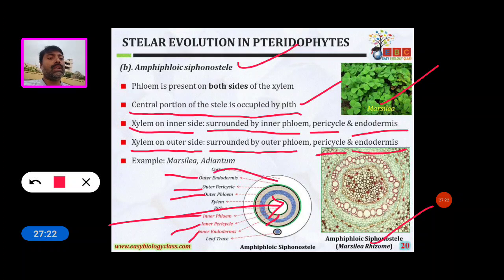This is the cortex. So these are the leaf traces. So this is the amphiphloic siphonostele. Amphi means both sides: the phloem is present on both sides of the xylem. So this is a good example of the Marsilea rhizome.